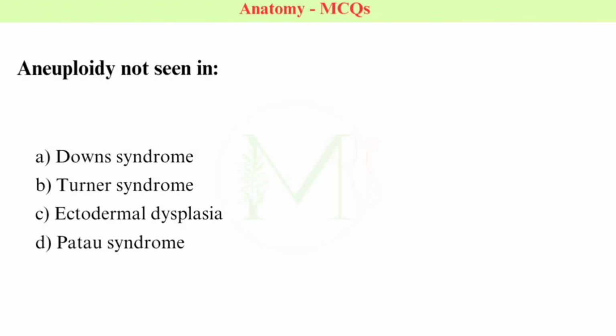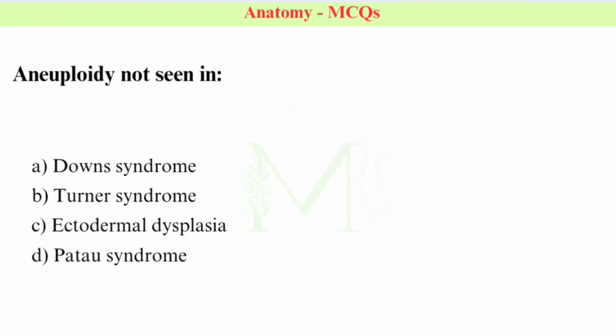Aneuploidy is not seen in. The options are Down syndrome, Turner syndrome, ectodermal dysplasia, and Patau syndrome. To answer this question, we must understand what aneuploidy is.